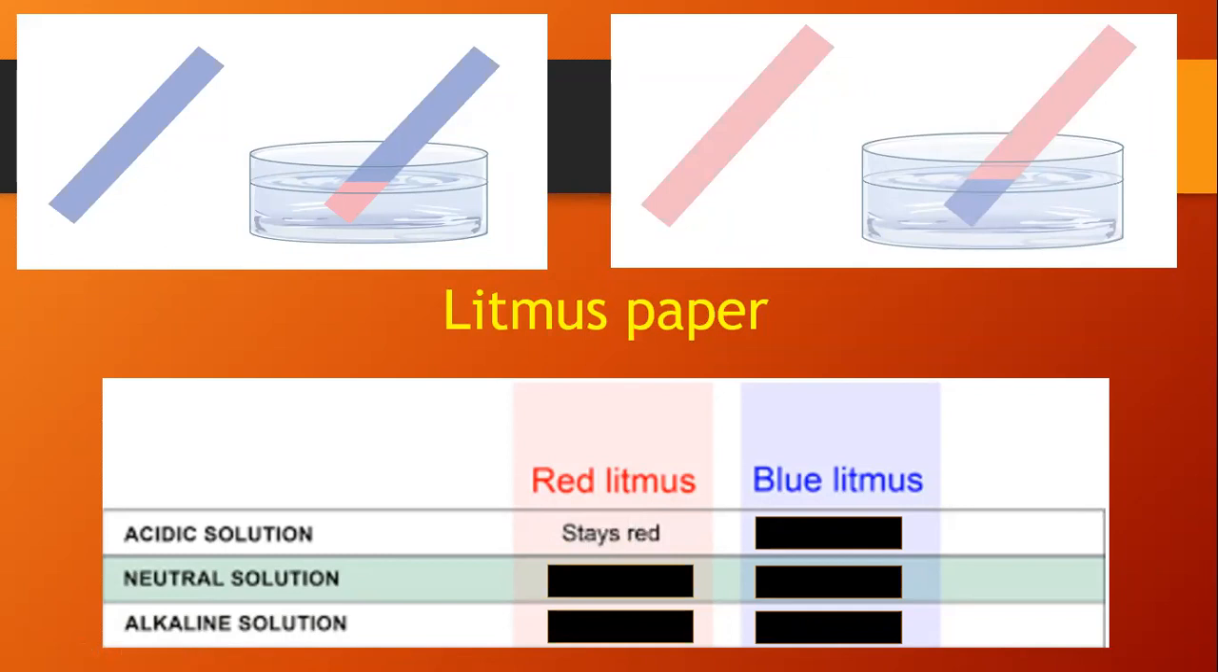So it stays red. If we added an acidic solution to the red litmus paper, it stays red. But if we added the acidic solution to a blue litmus paper, it will turn red. Okay? Now, what about the neutral solution? Neutral solution is like water. If I added water to both of the litmus papers, the red and the blue, I want you to guess what will happen. The neutral solution, like water, how will it affect the red and the blue litmus paper?